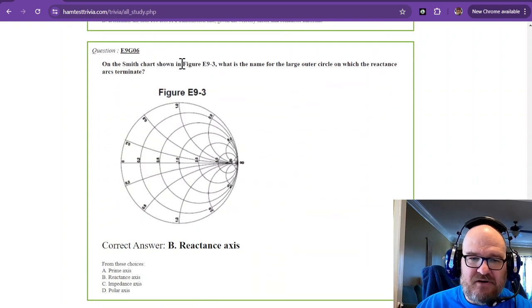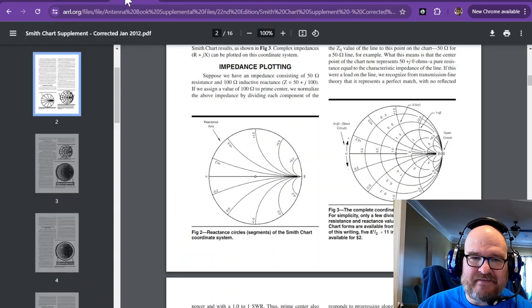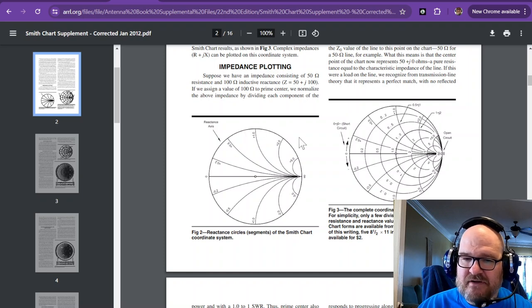On the Smith chart shown in figure E9-3, what is the name for the large outer circle on which the reactance arcs terminate? Remember what that was? Reactance arcs terminate at the reactance axis. So we have that right here, reactance axis. This is an ARRL file. You should be able to find this with a quick Google search or internet search.